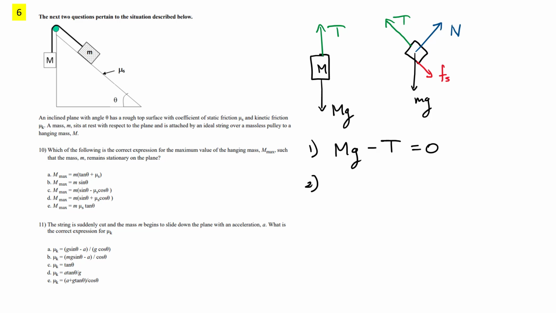For the small block, m, again, we're simply going to choose a direction. I'll choose up here, up the ramp, to be the positive direction. So this is what it looks like. Again, you have to break the weight down into two components. The component parallel to the ramp for the weight is the weight in the x direction. I'm going to call this the weight in the y direction.